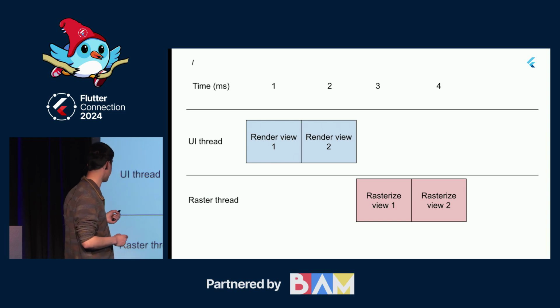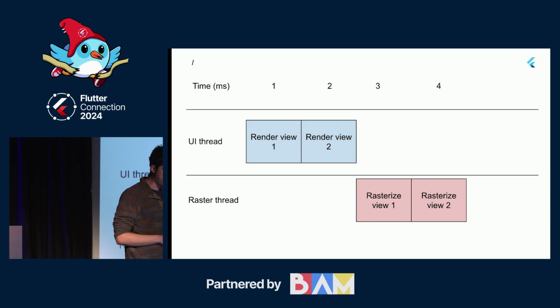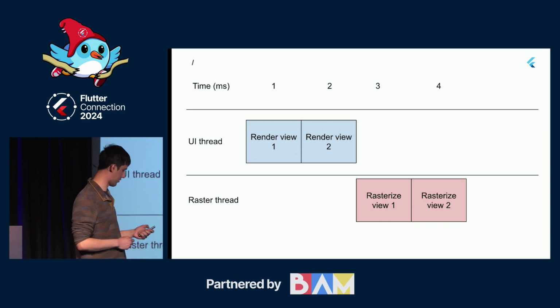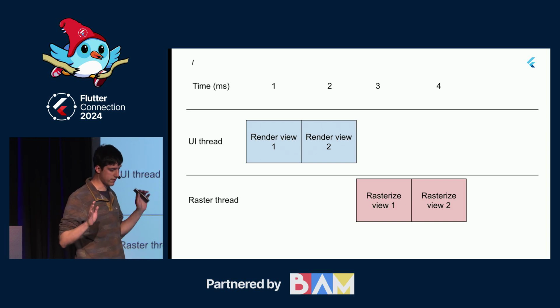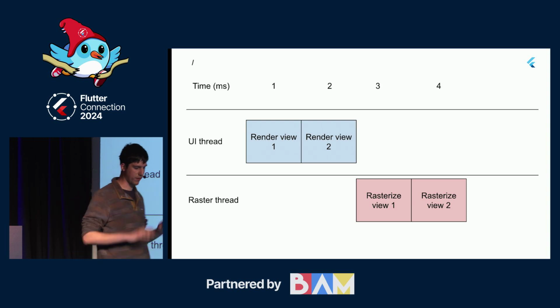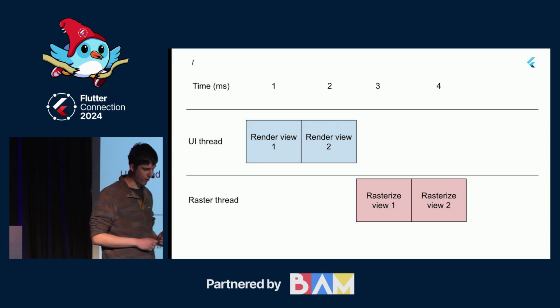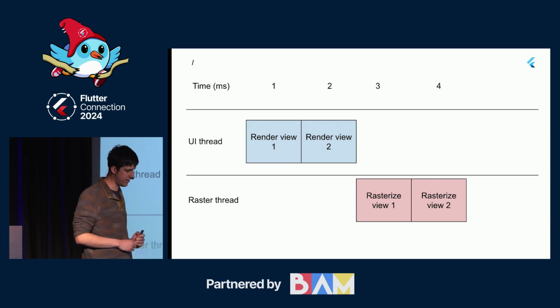So in this example, at time 1, I'm rendering my first view on the UI thread. At time 2, the Flutter framework renders my second view. At this point, the UI thread submits the frame to the raster thread for rasterization. At time 3, I rasterize my first view. And at time 4, I rasterize my second view. And at that point, I have pixels that can be presented onto the screen. It's a bit high level. It's actually a little bit more complicated than that, but that's good enough for the performance discussions we'll be having.